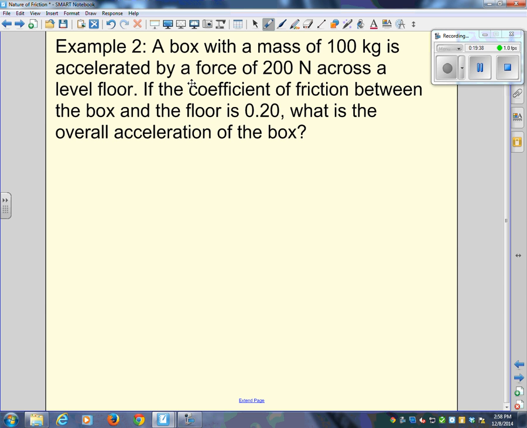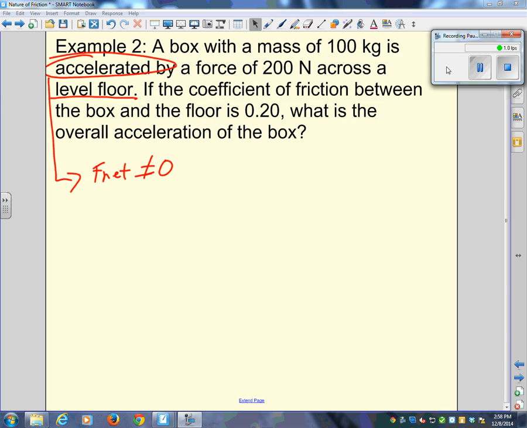A box with a mass of 100 kilograms is accelerated by a force of 200 newtons across a level floor. Key word here: level floor is key as well because you can't do ramps quite yet. But accelerated, what does accelerated mean? What's that code for? Forces are not balanced, right? F net not equal to 0. It's accelerated by a force of 200 newtons across the level floor. If the coefficient of friction between the box and the floor is 0.2, what is the overall acceleration of the box?